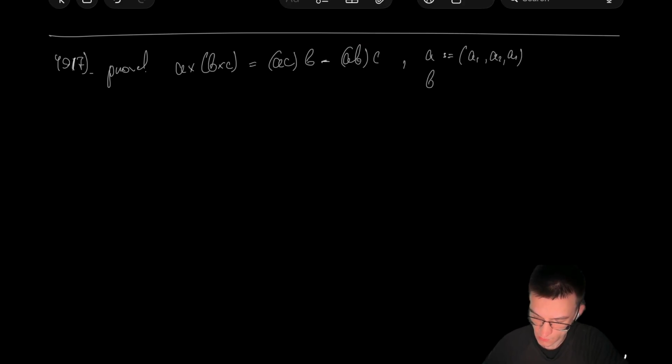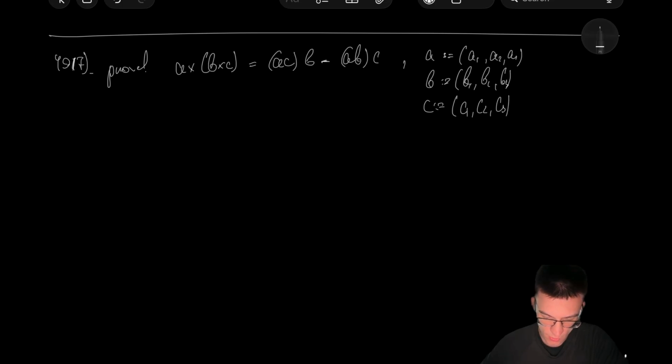coordinates. And then B is the vector B1, B2, B3, given its coordinates. And then C is the vector C1, C2, and C3. Okay, so how to prove that? That's a little bit tedious problem. You have to do a lot of calculations here.